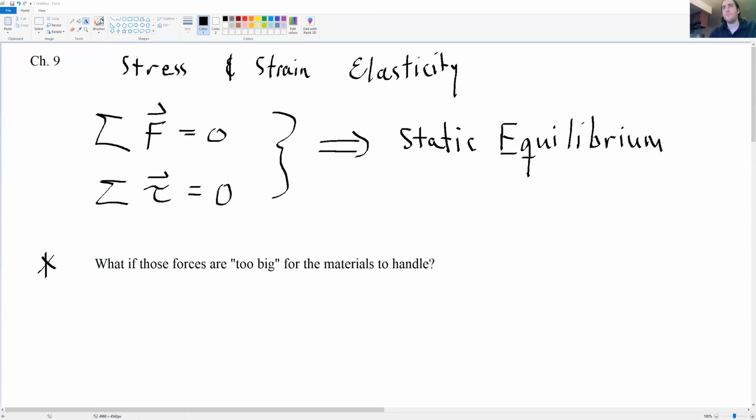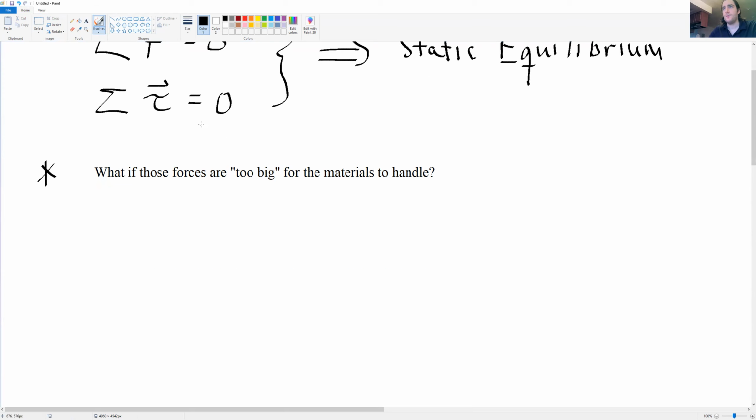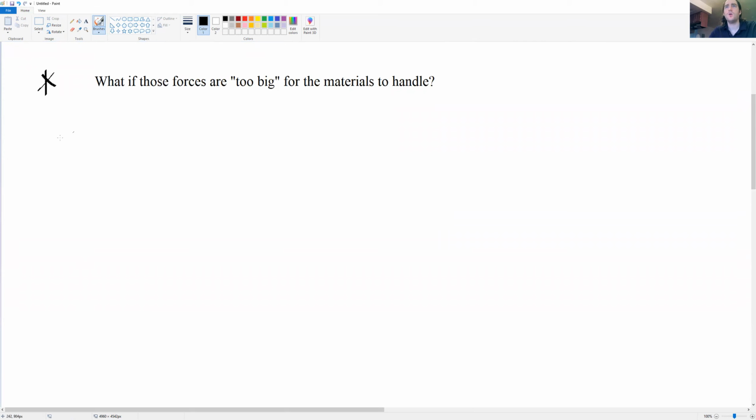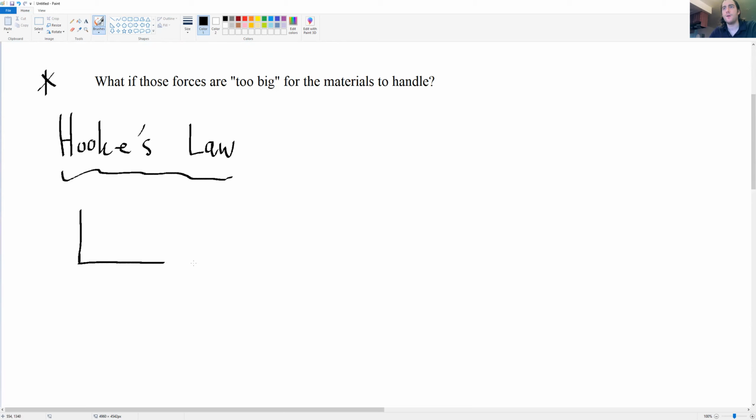So the starting point, if we want to get into it, is Hooke's law. Hooke was the first person to look into this and come up with a formula that describes how materials will respond to forces. We tend to look at Hooke's law in the following way.